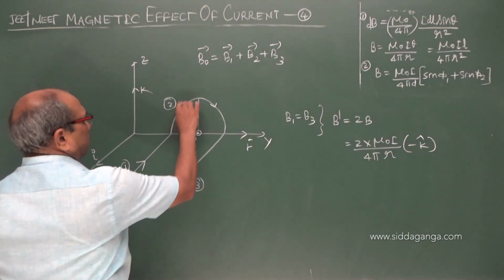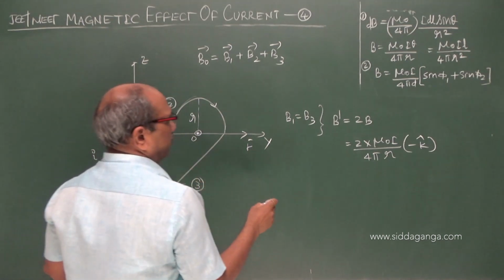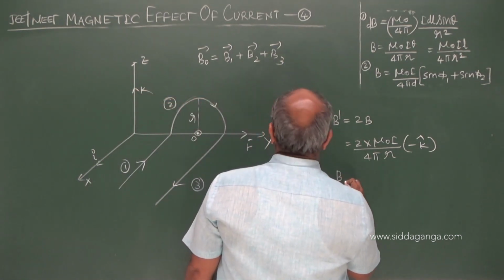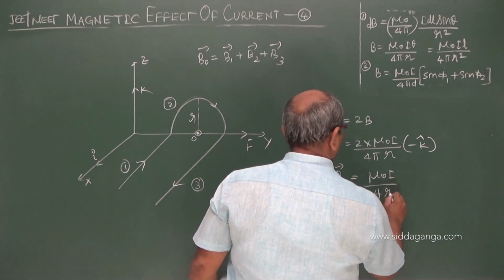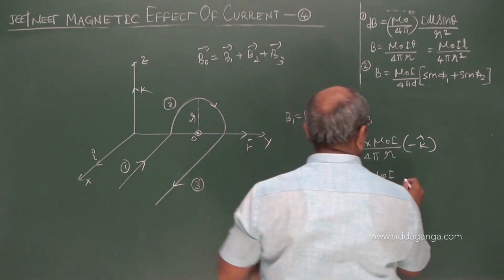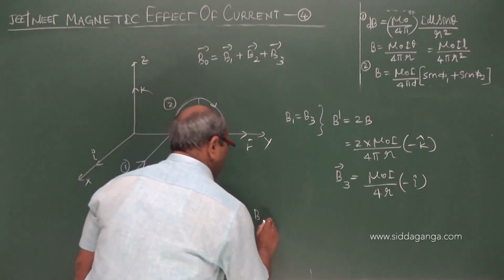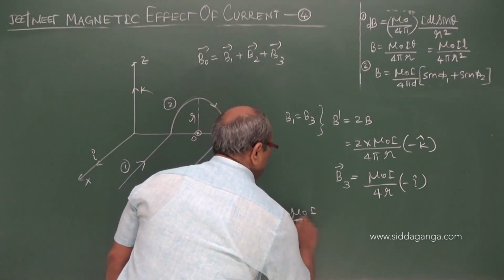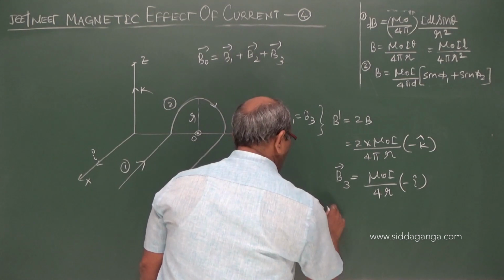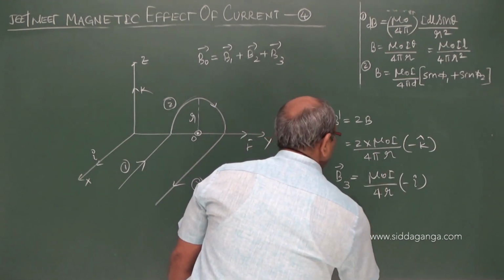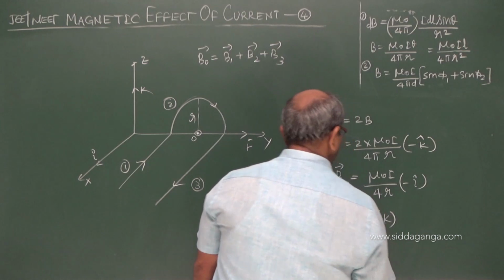Similarly, if I take this angle, directly into the board is minus I. B1, B2, B3 is equal to mu naught I by 4R, because half circle into the board is minus I. So this we have, therefore B naught vectorially is mu naught I by 4R minus I, again plus 2 mu naught I by 4 pi R into minus K.